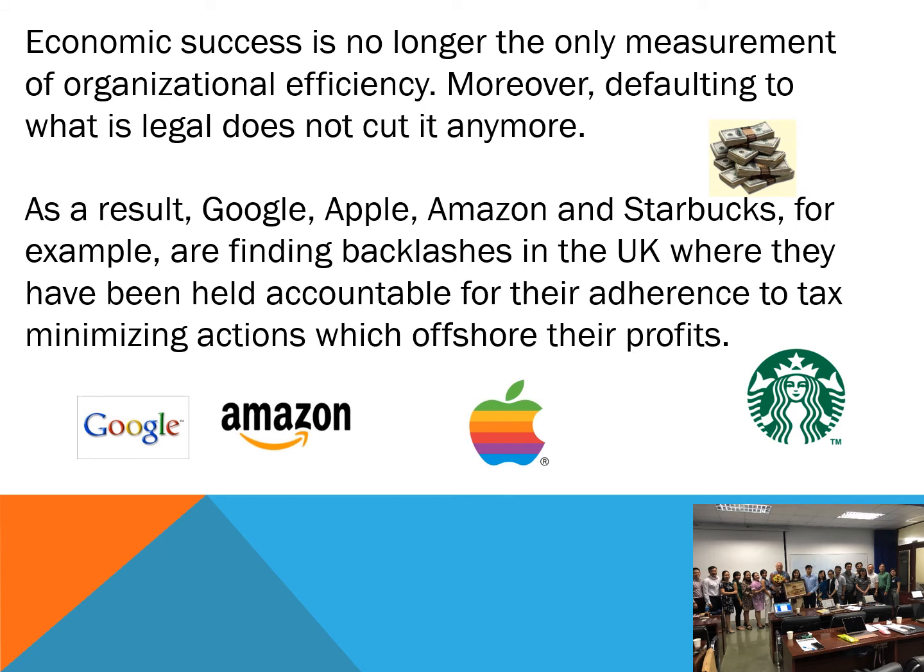Economic success is no longer the only measurement of an organization's efficiency. Moreover, defaulting to only doing what is legal does not meet the standard anymore. As a result, Google, Apple, Amazon, and Starbucks are finding backlashes in the United Kingdom, where they have been held accountable for their adherence to tax-minimizing actions which offshore their profits. They're trying to hide their profits and not pay taxes.